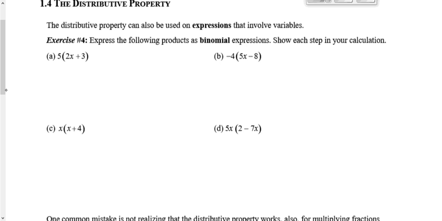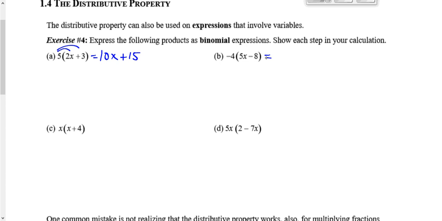So we can also use it in expressions with variables in them, okay? And by the way, this 5 is a monomial, this 2x plus 3 is a binomial, okay? So let's distribute the 5 through here. This should be pretty simple. What do we got? 10x plus 15. Now, should I add the 10 and 15? No. Correct. They're not like terms. Let's go over to part B.